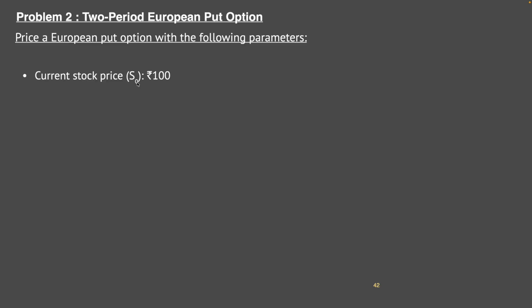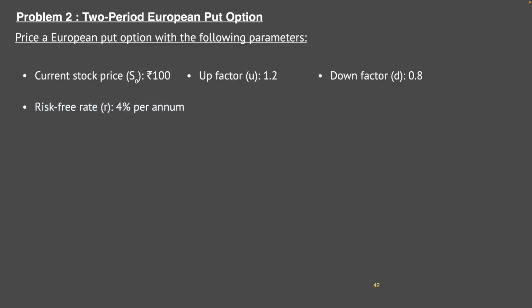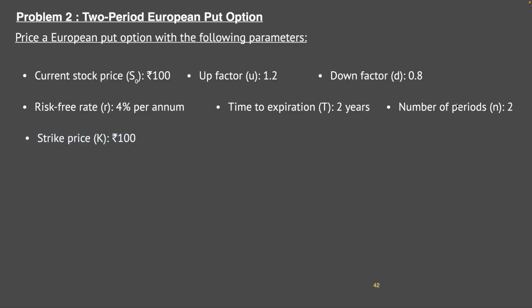Current stock price is 100 rupees. Up factor is 1.2, that is, a 20% up move, and the down move is 0.8, that is, also minus 20%, and the risk free rate is 4% per annum. This European put option has a time period of 2 years. It's a long period of time for this option, and the number of periods is n equal to 2. So when n is equal to 2, you will have a 2-step binomial tree.